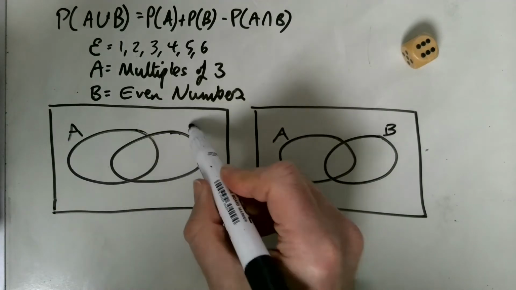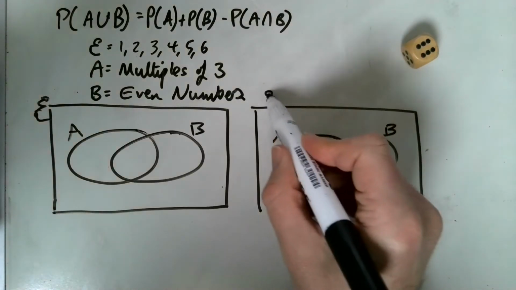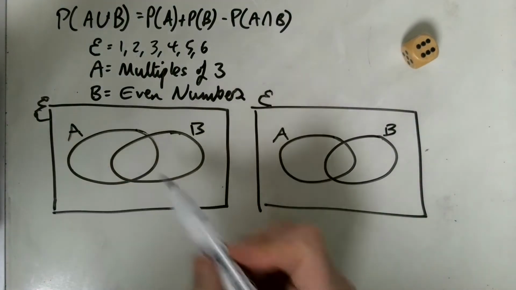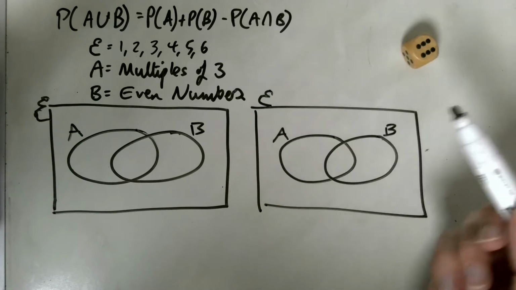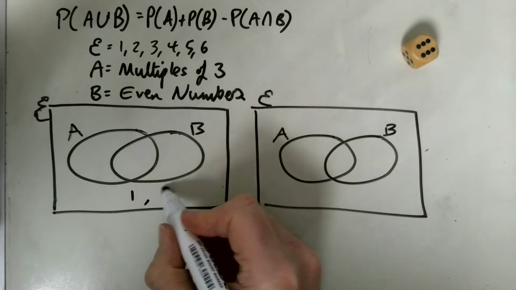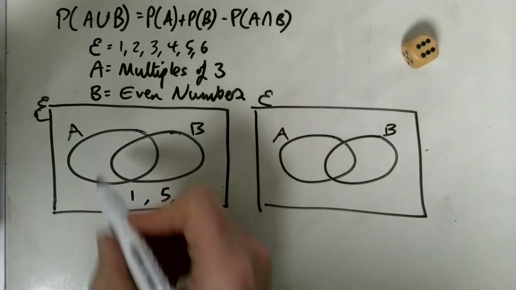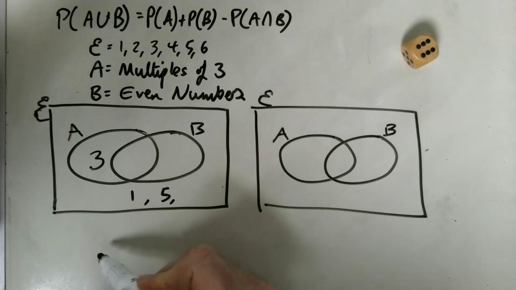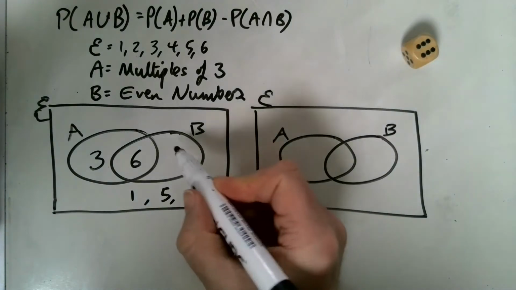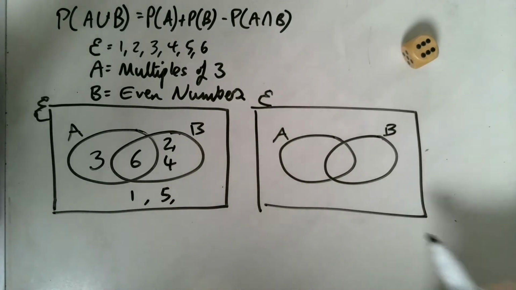So we've got our A and B, and our universal set. So we know that it's all the numbers from 1 to 6. Odd numbers that aren't multiples of 3, 1 and 5, are both going to be going outside there. 3 is a multiple of 3, but it's not even. 6 is a multiple of 3 and it's even, and the other even numbers are 2 and 4.